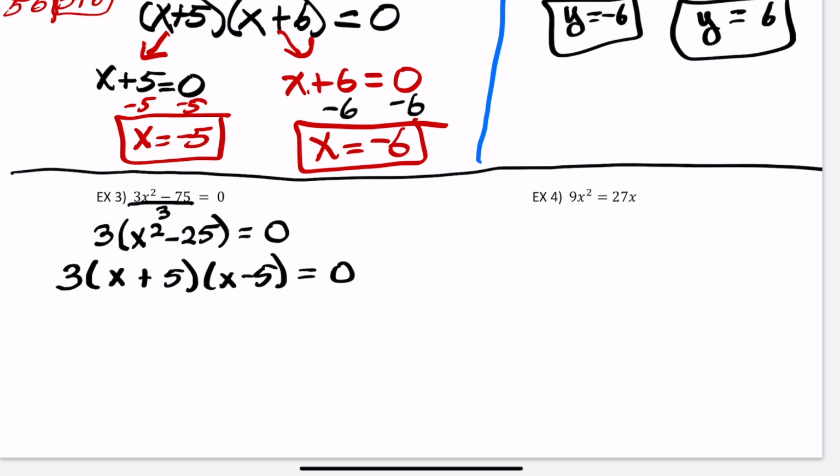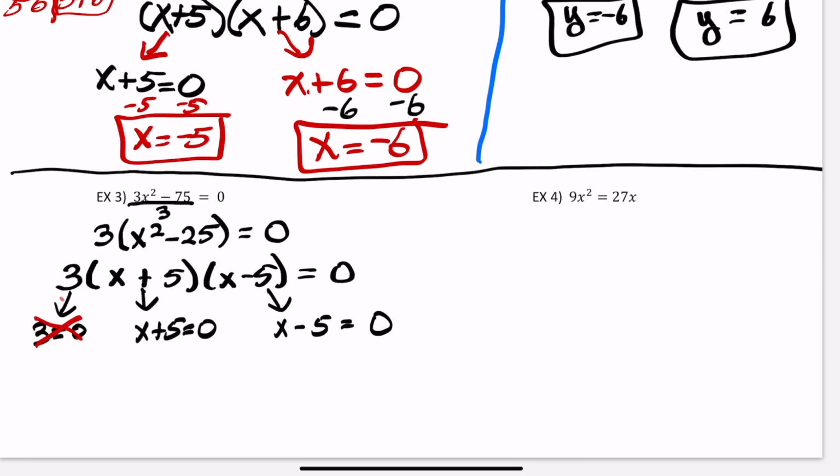Well, notice I actually have 3 factors here. I have a 3, an x plus 5, and an x minus 5. So just for illustration purposes, I'm going to set each factor equal to 0. So 3 equals 0, and then x plus 5 equals 0. And x minus 5 equals 0. But then I'll notice one of these statements can never be true. It's never true that 3 equals 0.